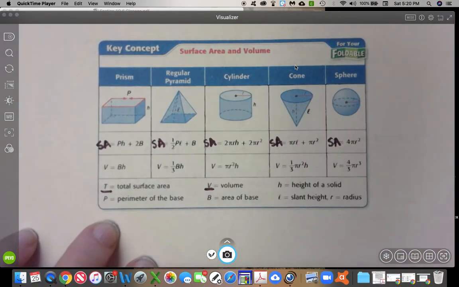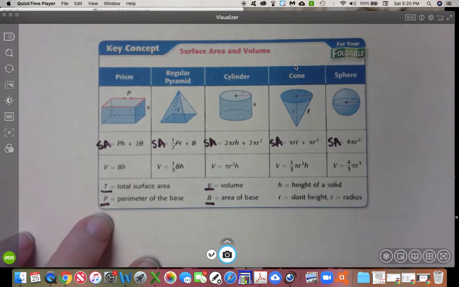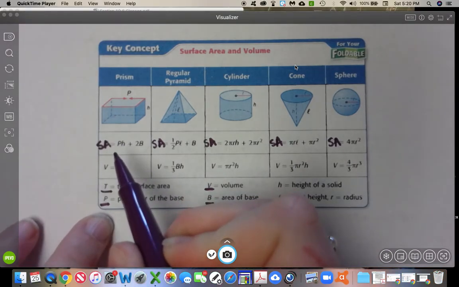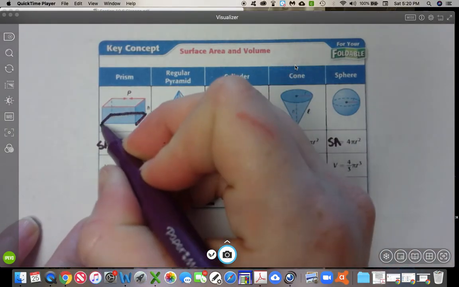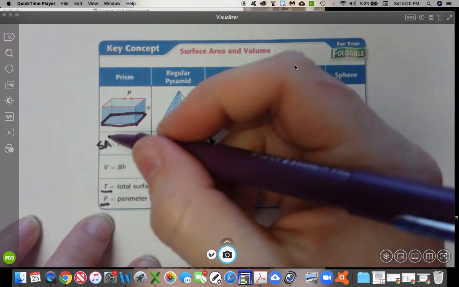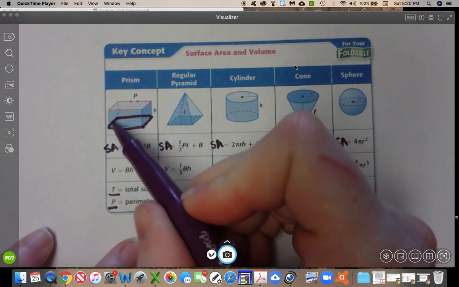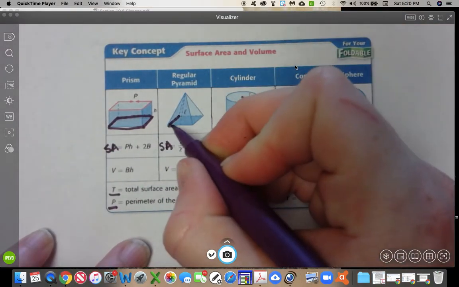And then they have capital P and capital B. So let's talk about what those guys mean. Capital P, like in this equation up here, is the perimeter of the base. So if I'm looking at this prism here, the base is the bottom in this case. It won't always be the bottom, but if I'm finding the perimeter of the bottom, I would just add all those together. Here is the perimeter of my base. I would add all those four sides together.